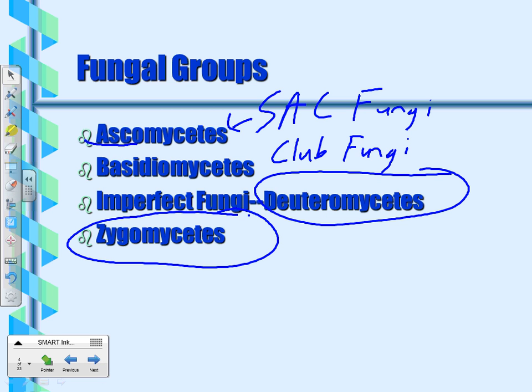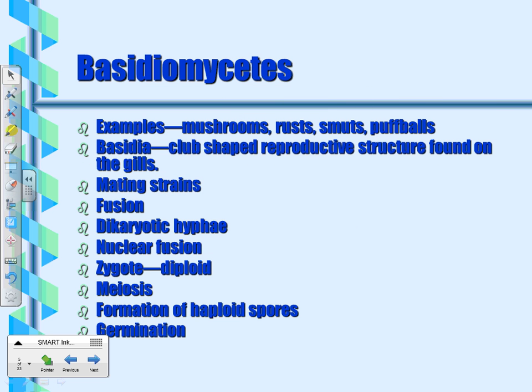The only group we really talked much about at all last time was this group right here, Basidiomycetes. Most common group that we know about. Mushrooms are the good example to know. These other things we talked a little bit about last time. Rust usually grow on what kinds of things? Greens. Smuts tend to grow like corn. And puffballs grow out in your yard.